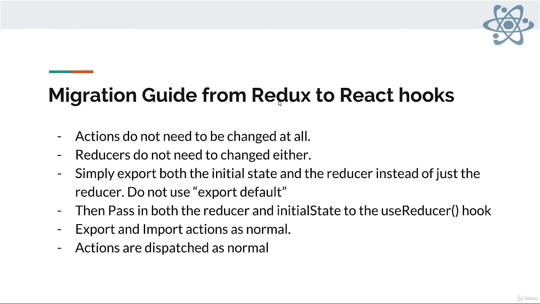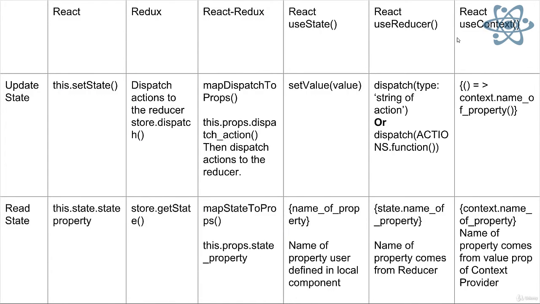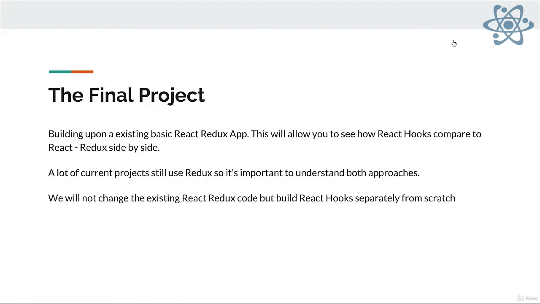Instead of exporting the default reducer, simply export both the initial state and the reducer. So don't use export default at the bottom. Then after exporting both the reducer and the initial state, simply pass both of them into the useReducer hook. And export and import actions as normal. And there's no changing actions. They're dispatched as normal as well. And of course, I'll go over an example in code to show you exactly how it's done. So here I made a table comparing the 6 different ways to read and update state in React.